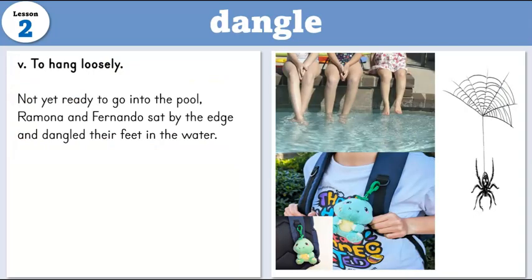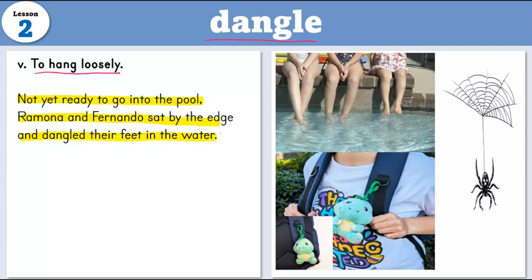Our next word is dangle. Dangle is a verb and it means to hang loosely. When something dangles, it means it's hanging down and swinging a little bit because it's not attached all the way. For example, we can say, not yet ready to go into the pool, Ramona and Fernando sat by the edge and dangled their feet in the water.